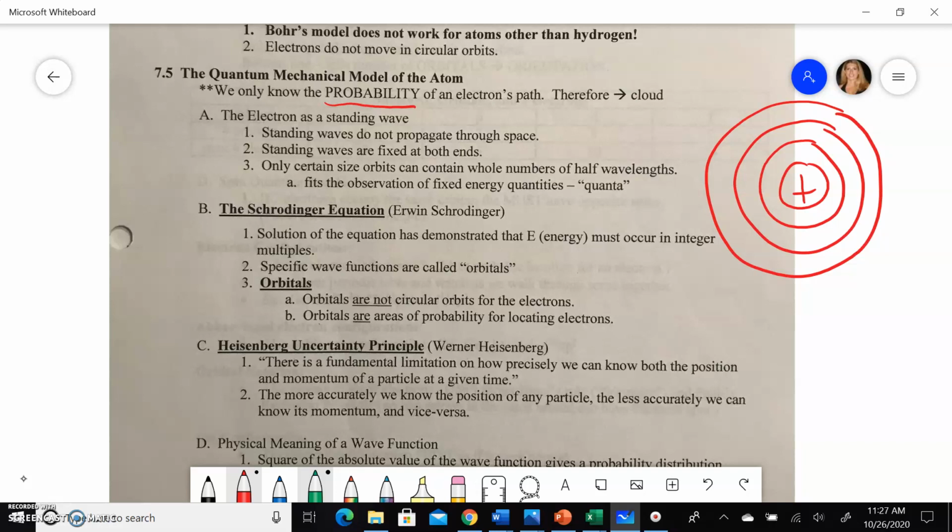What we are able to do now is to plot the probability of an electron's path. And what I mean by that is if there's a very high chance that an electron exists in that region, we can shade it dark. If it's a low chance that the electron exists in that region, we shade it light.